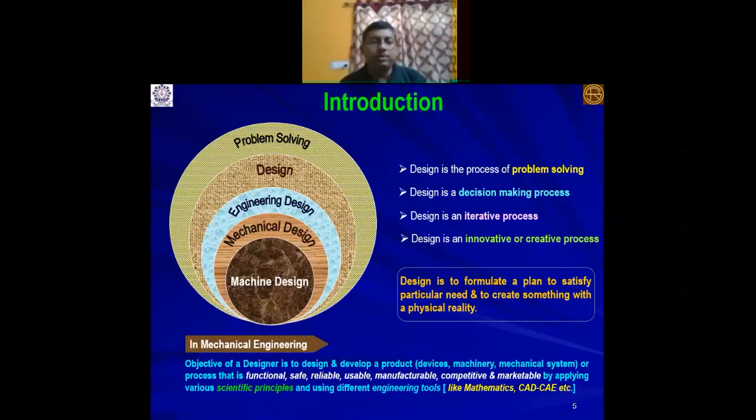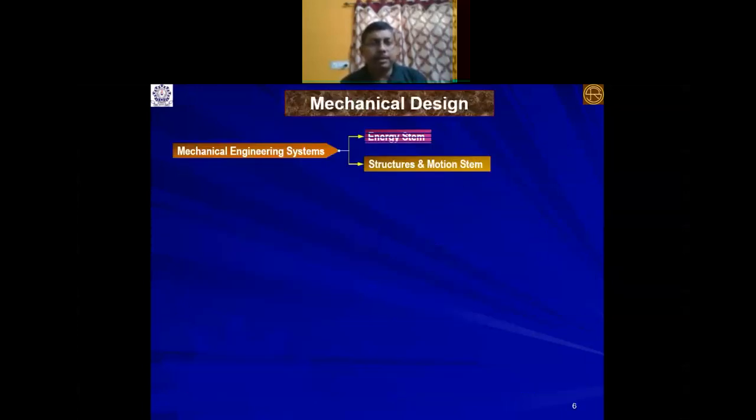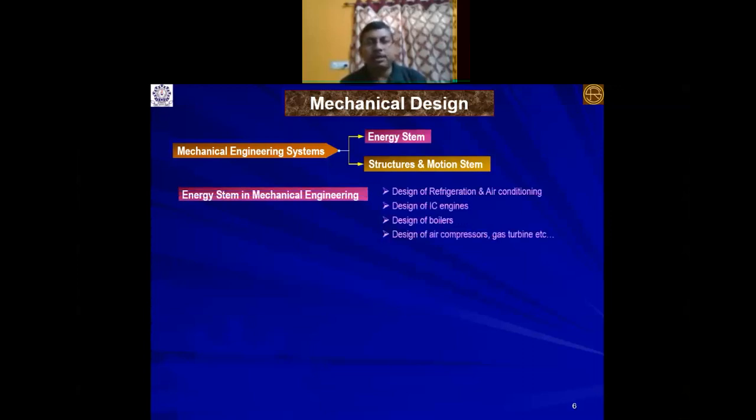So this is the objective of mechanical engineering design. Now, there are two stems in mechanical engineering systems. One is the energy stem in mechanical engineering, another is the structure and motion stem in mechanical engineering. Now, the energy stem covers the design of refrigeration and air conditioning, design of IC engine, design of boiler, design of air compressor, gas turbine.